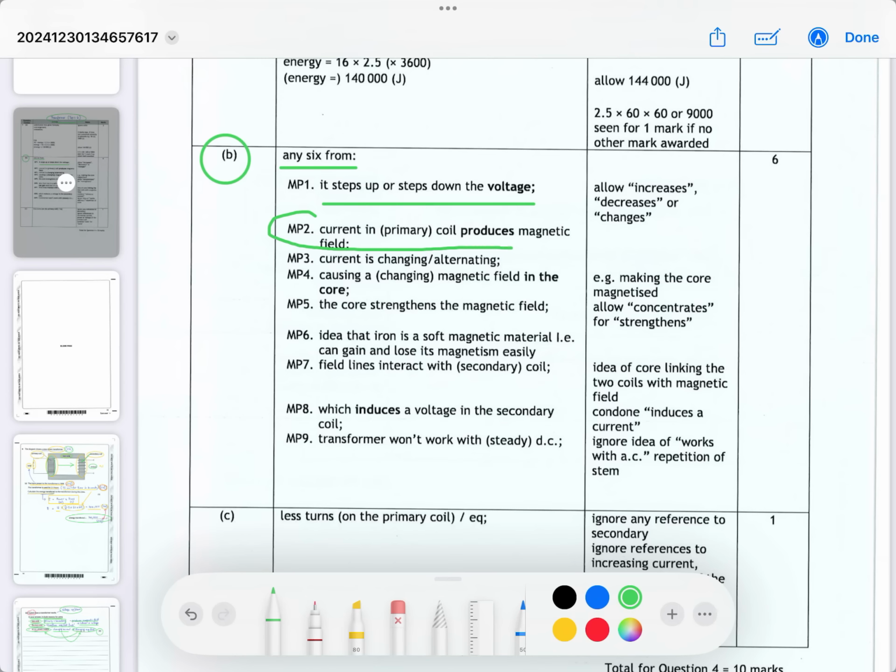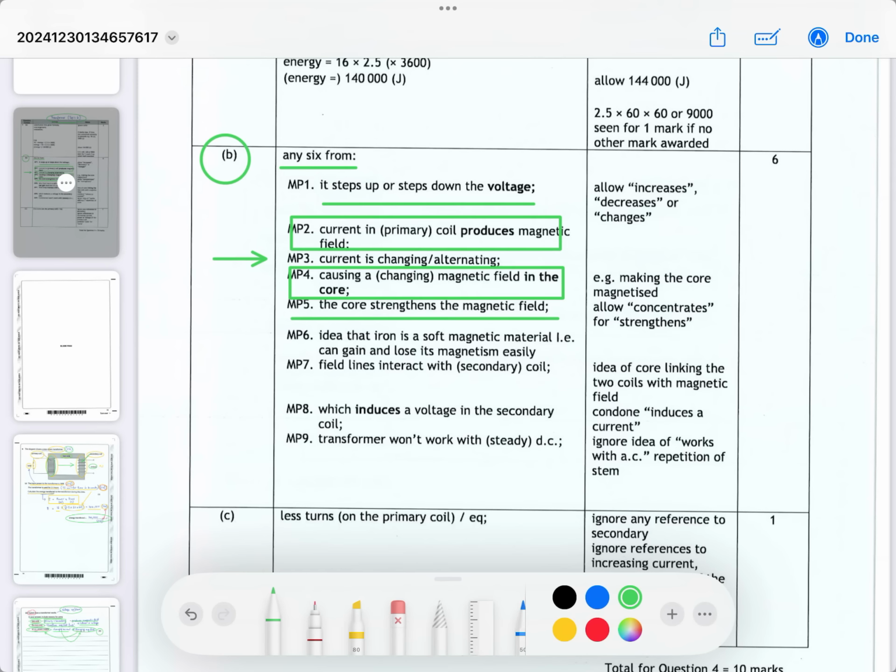The current in the primary coil is the one that's got the AC current in it. It produces the magnetic field. So that's the starting point, producing a magnetic field. Now, because the current is a changing or alternating current, it will also cause a changing or alternating magnetic field. Then you need to say that the iron core strengthens the magnetic field, and it also therefore strengthens the connection between the primary and the secondary coil.